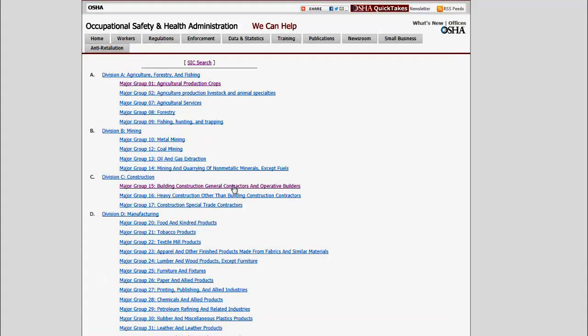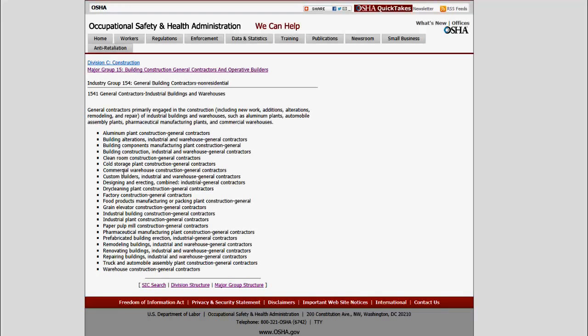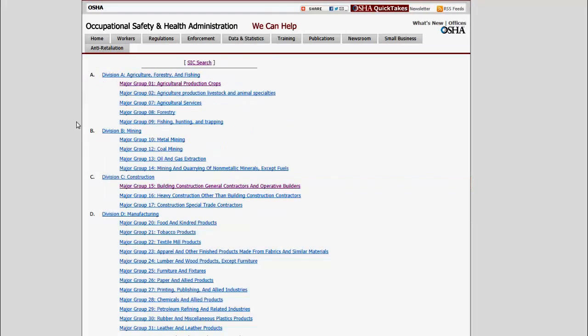All right, there's a few construction, so let's go ahead and look at this one. Building construction, general contractor single family houses is 1521 right here. General contractors, industrial buildings and warehouses. And you can actually click on these and get a lot more detail about what kinds of things this would include. So you would put 1541 if the business that you're serving is involved in any of these areas of construction. But let's go back to the main screen there.